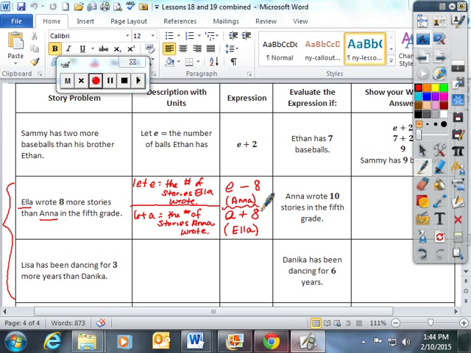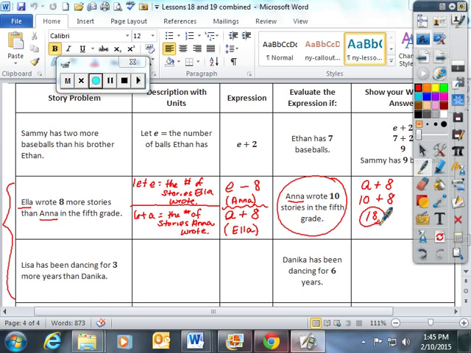Okay, and then the students had to look at the information that was given. Anna wrote 10 stories in the 5th grade. So which expression would you use? Well, they gave us A. So we're going to use A plus 8 because we can substitute 10 in for A. That's how many Anna wrote. And 10 plus 8 gives you 18. So Ella wrote 18 stories. Let's go again with that one.